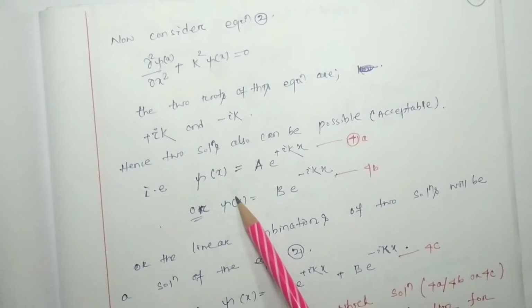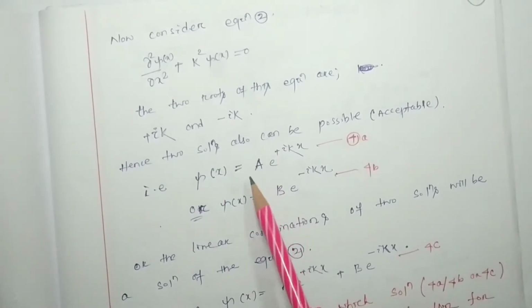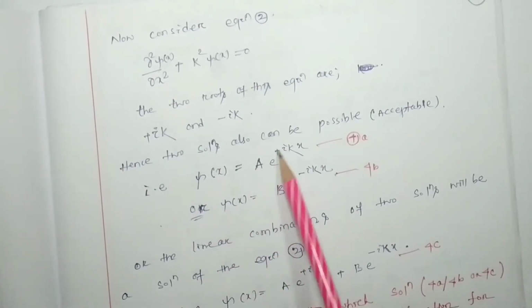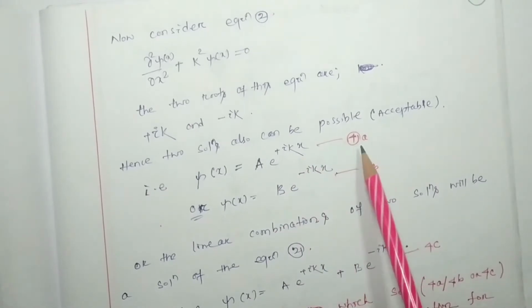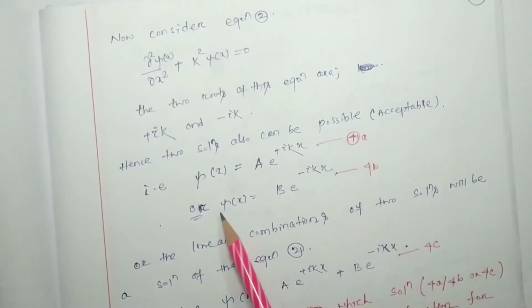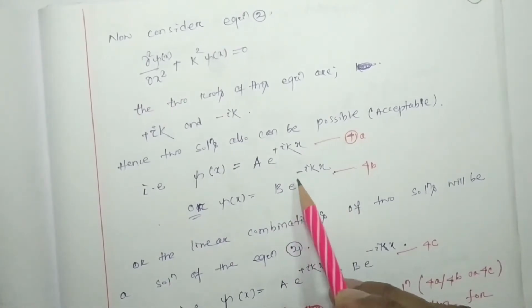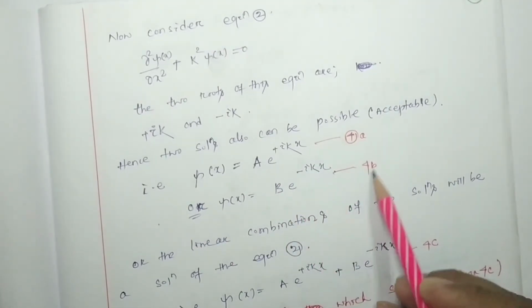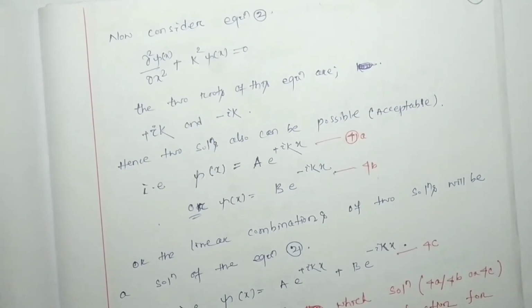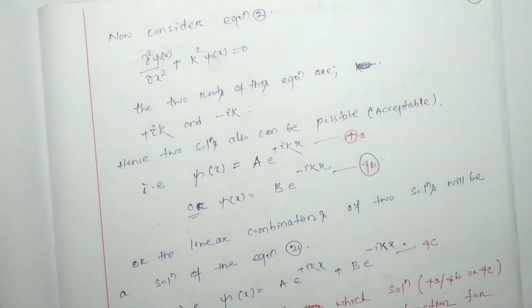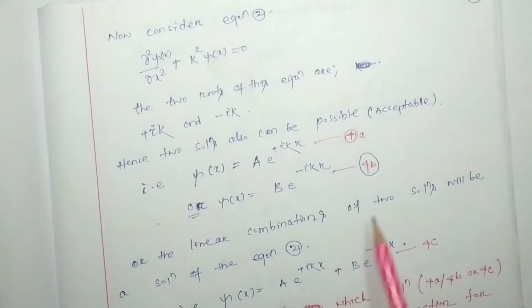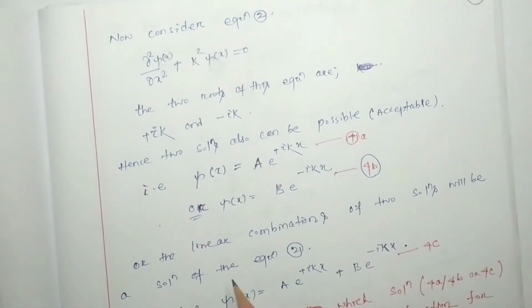The two solutions are a e to the power plus ikx, let it be equation number 4a, and another solution b e to the power minus ikx, let it be equation number 4b. Linear combinations of two solutions will also be a solution if the Wronskian is not equal to 0.